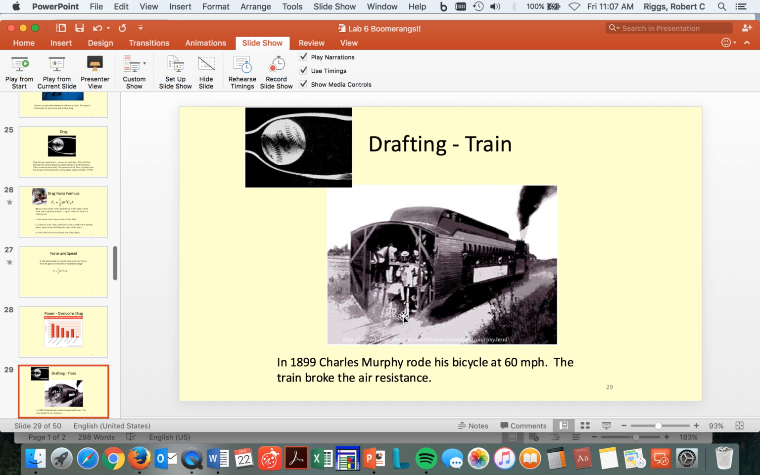So there are different mountain bikes. I've met the kind of, and you can do drafting on a train. He rode his bicycle, so the train broke the air resistance for him, so he's able to ride 60 miles an hour.